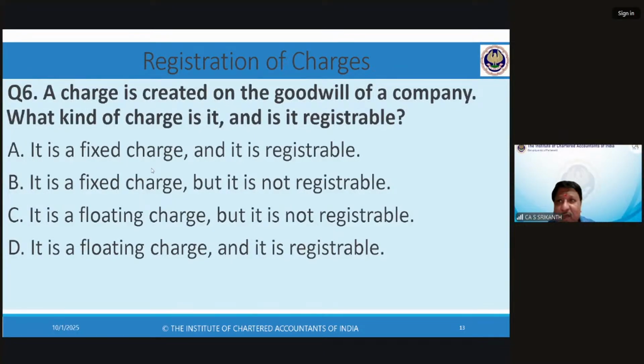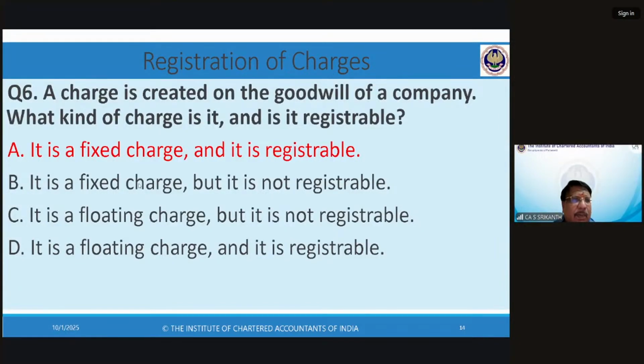Okay. For this question, I'm finding that our students have given almost all the alphabets except B. So a charge is created on the goodwill of a company. What kind of charge is it? And is it registrable? First of all, is it registrable? Yes, it is registrable. What kind of charge? It cannot be floating because goodwill is a specific asset identified at the time of creation of the charge. So A is the correct answer.